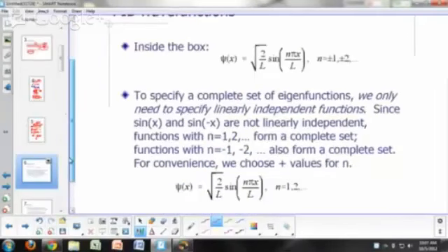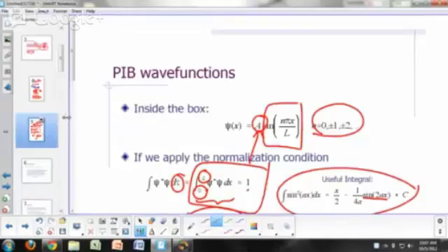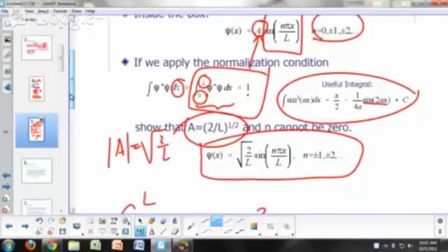We have inside the box psi equals square root of 2 over L times sine of n pi x over L, where n is equal to... okay, I said something about n cannot be 0. There's one other thing you need to be aware of: n cannot be equal to 0 if we want our function to be normalized. Why? What would happen if n is equal to 0? What's sine of 0?